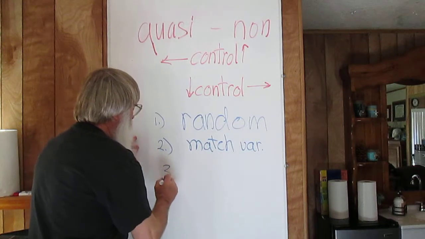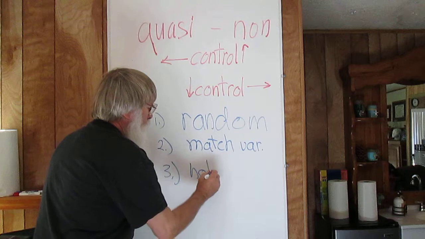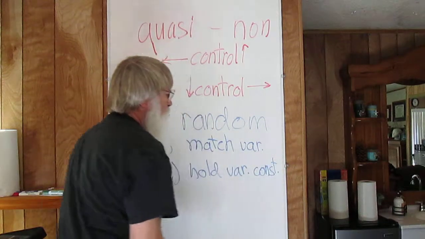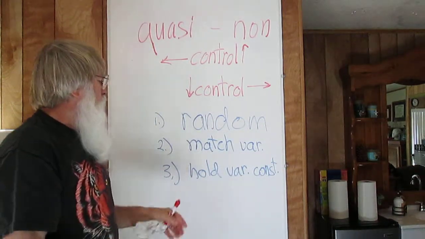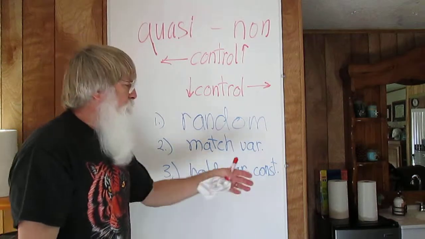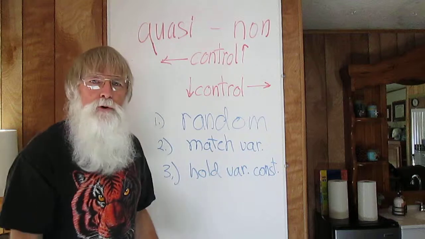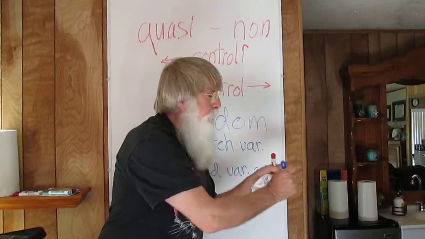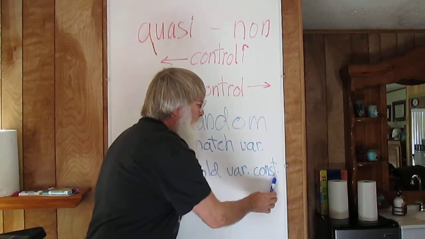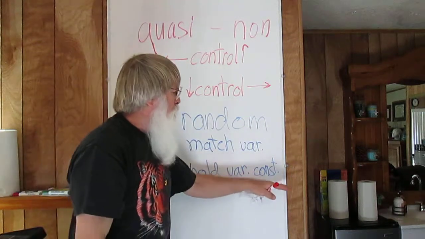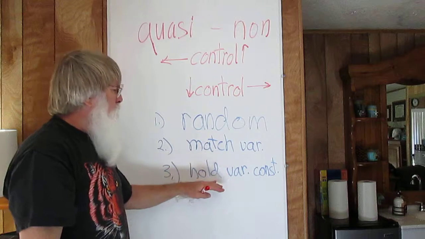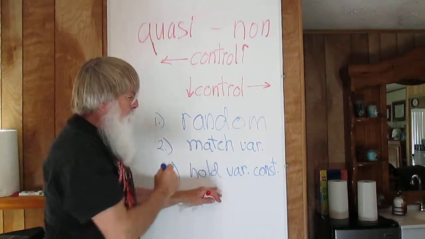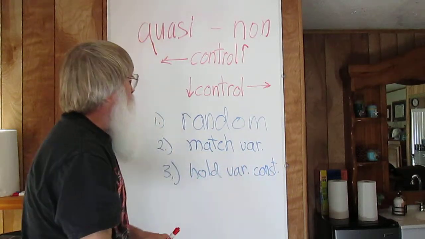Another way is to hold a variable constant. Okay, now supposing you don't want 7-year-olds in your study, you don't want 85-year-olds in your study, you are looking for 20 to 25-year-olds, that is your target group. You can hold that variable constant, and that is a way also to mitigate against systematic variations between your sample and population, or between your control and your treatment group.